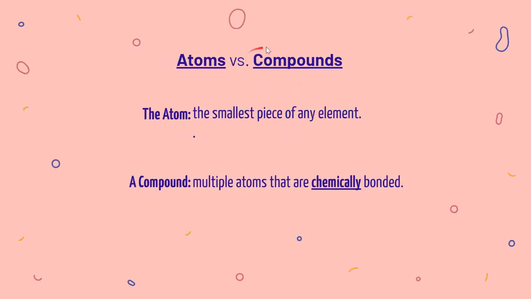Now we have to introduce something called a compound. An atom is the smallest piece of any element, but a compound is what we get when we bond atoms together chemically. So if I take those hard spheres and I bond them together, they're no longer just an element, as long as there's 2 different kinds. Then we form a compound.